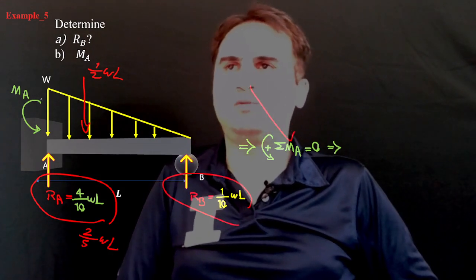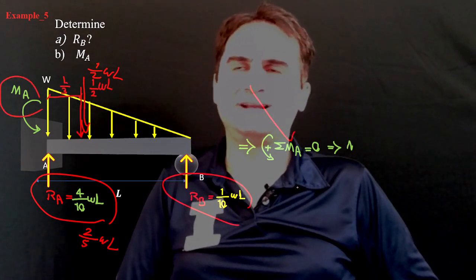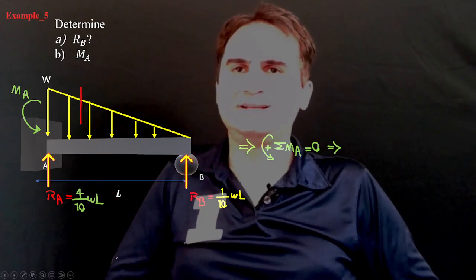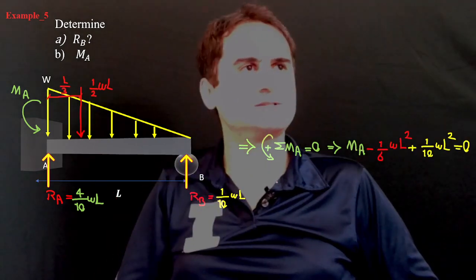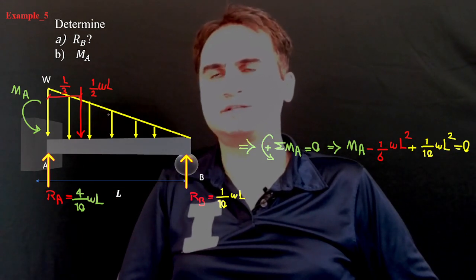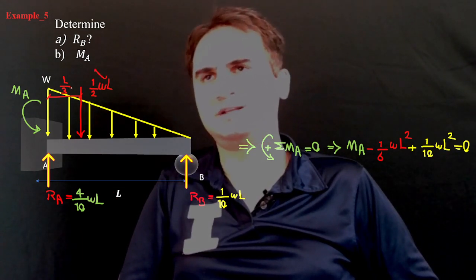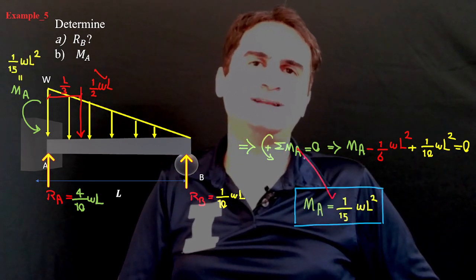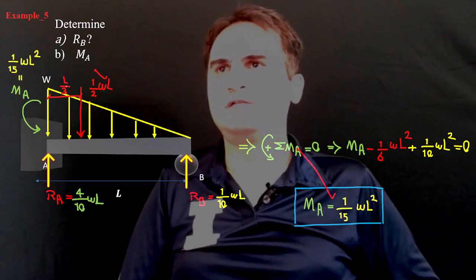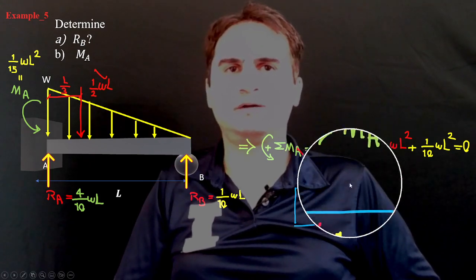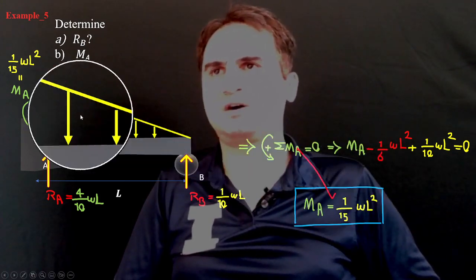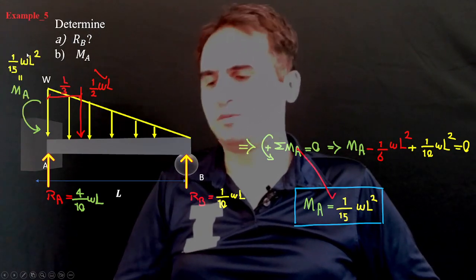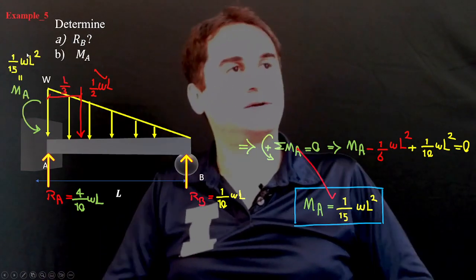If you take the moment to get the unknown moment, you compare the distributed load to a concentrated load of half WL acting at a distance of L over 3, and that gives you the moment. MA is 1/15 of WL squared. So that's our MA, which is 1 over 15 WL squared.